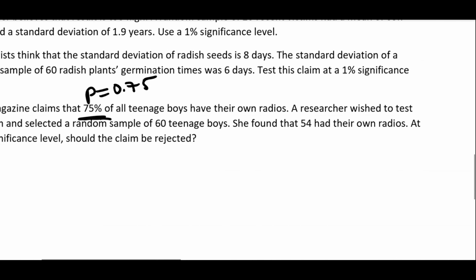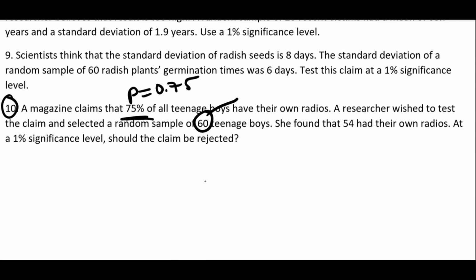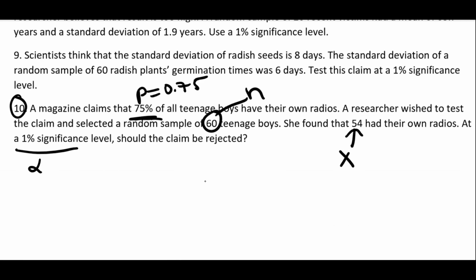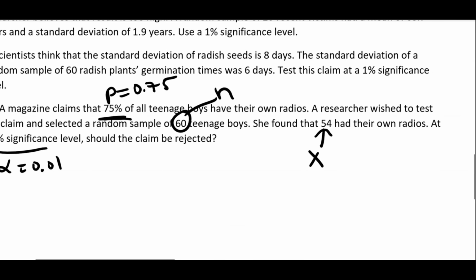All right, so now they took a random sample of 60 teenage boys, that's my N. And then she found that 54 had their own radios, not 54%. So this right here is my X. This is saying how many people had their own radios, so that's how many boys. So 54 boys had their own radios. That's our success. Alpha is 1%. And then, okay, that's basically all the information they give us.